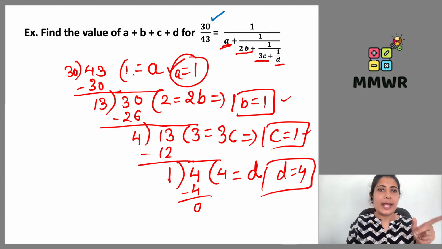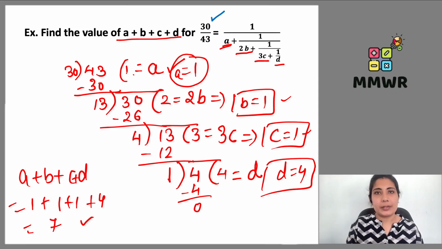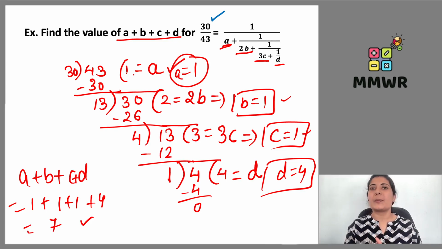After getting all the values, we have to substitute them in A plus B plus C plus D. So let's write it: 1 plus 1 plus 1 plus 4, which is 4, 5, 6, 7. The answer is 7. 4 plus 1 is 5, 5 plus 1 is 6, 6 plus 1 is 7. So this way we got the value of A plus B plus C plus D, which is equivalent to 30 upon 43 when we converted it into the continued fraction.